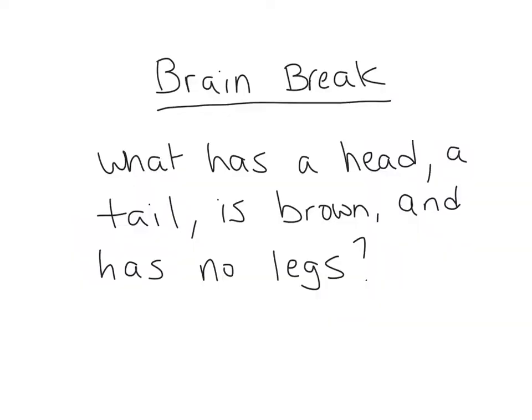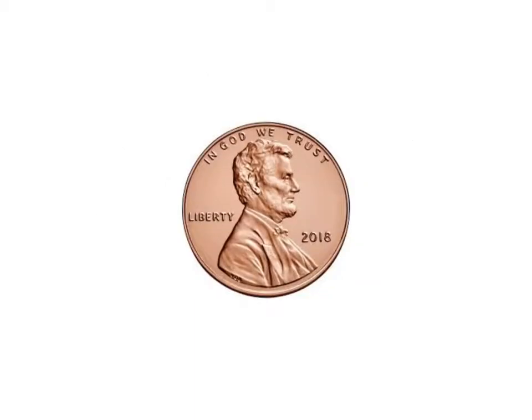And I think it's a good time for a brain break. Now remember, don't spend an hour trying to think of this, because no matter what you put, we always make your answer correct. So you don't really have to get it, but if you like riddles, they're fun. Feel free to take a few minutes. All right, so what has a head, a tail, is brown, and has no legs? What has a head, a tail, is brown, and has no legs? See if you can get it. And the answer, of course, is a penny.